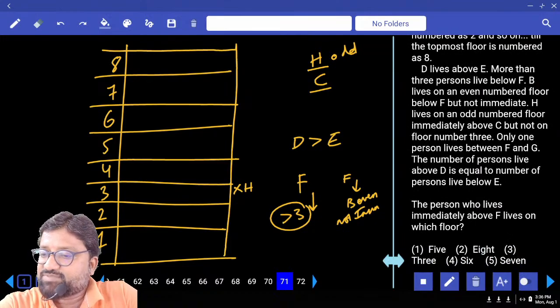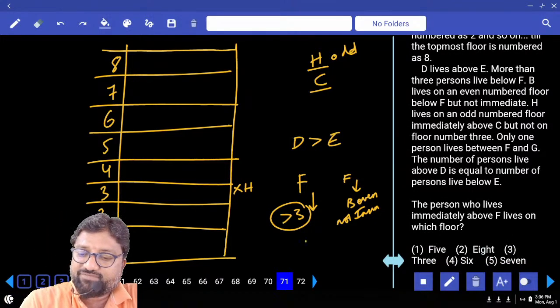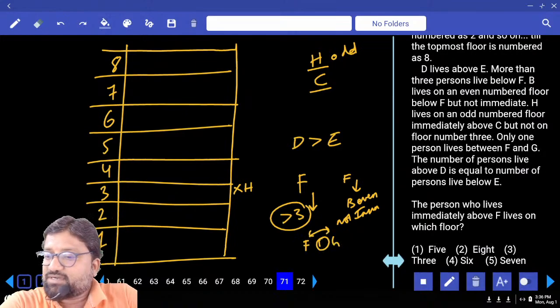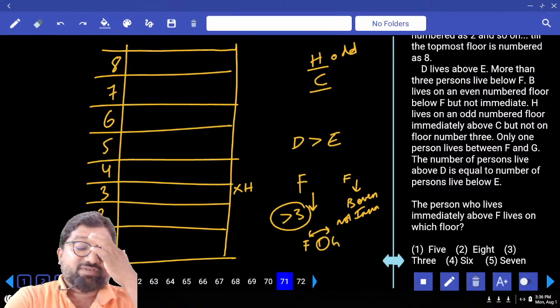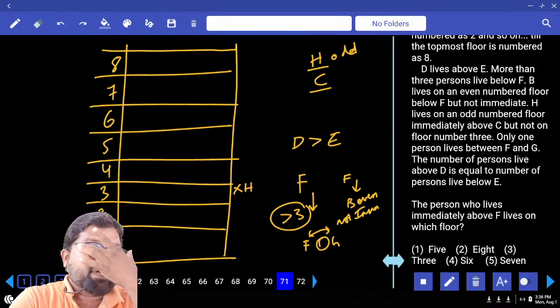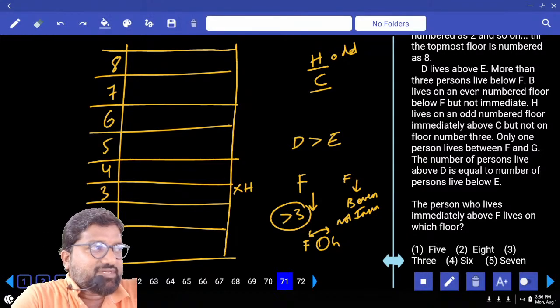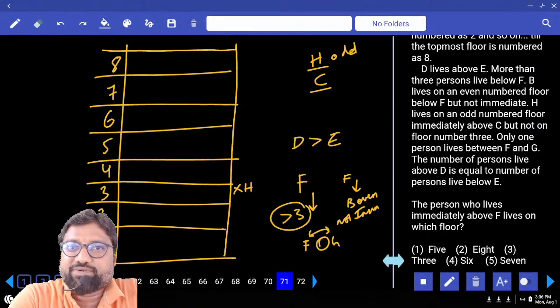Only one person lives between F and G. The number of persons living above D is equal to the number of people living below E. Above D is equal to below E. Then their positions will be corresponding to each other.